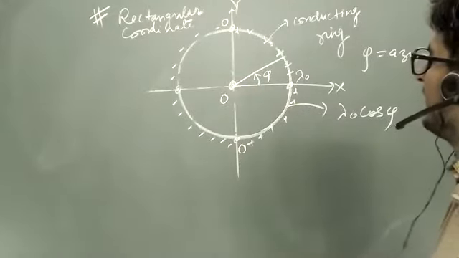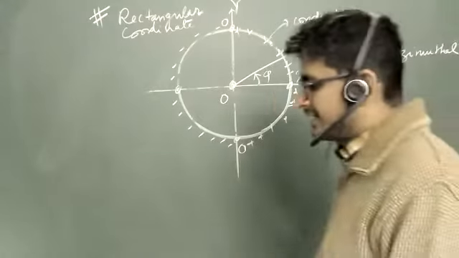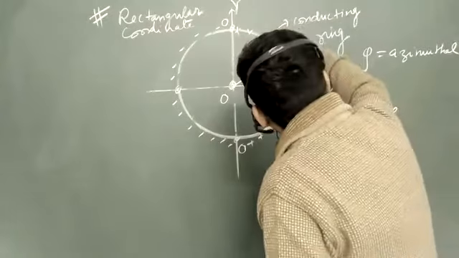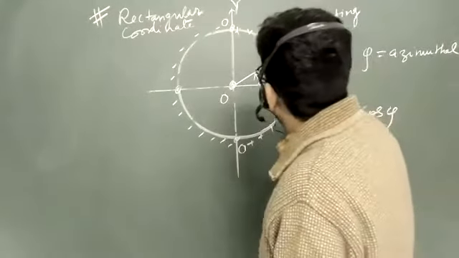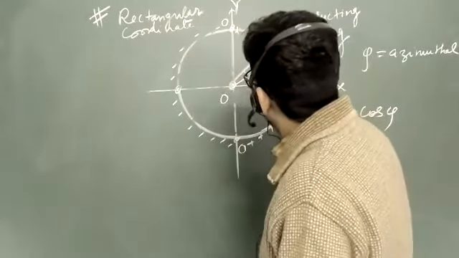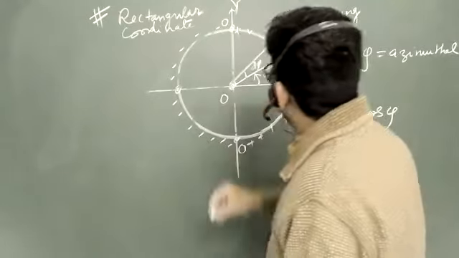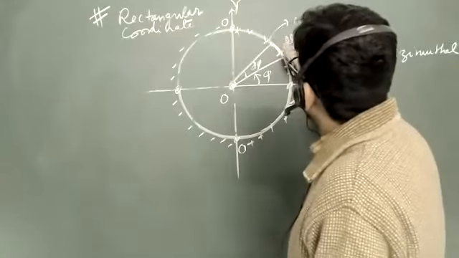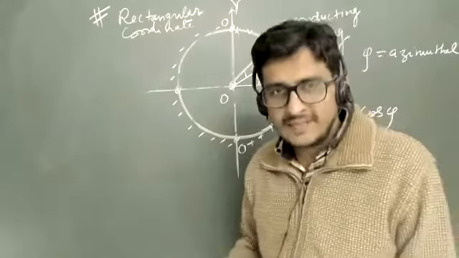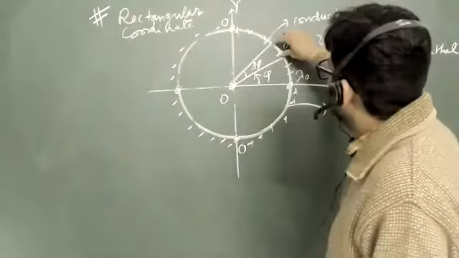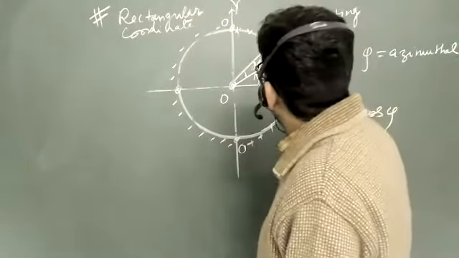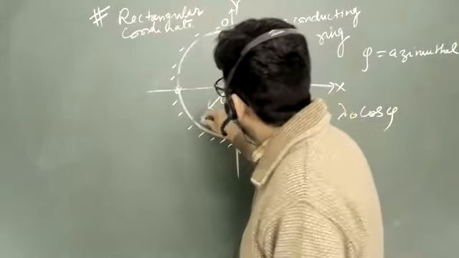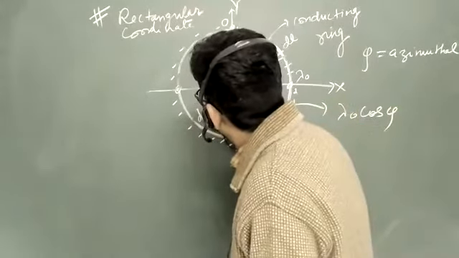Now see, can we apply some symmetry and get the electric field? So if I take a small length here, this angle will be d phi. Am I right? And this length will be dl. And this length will have some charge dq. Because of this charge, we will get a small electric field dE on this side. Correct?